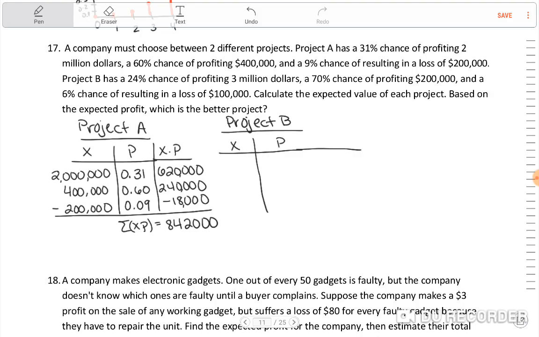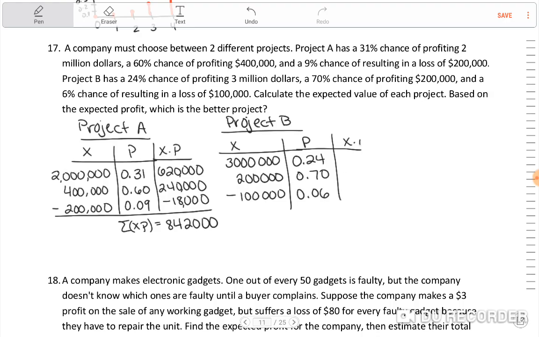Okay, so I think I may have put my line in the wrong place. All right, let's see here. It says Project B has a 24% chance of profiting $3 million. So $3 million, and that was 24%. And then a 70% chance of 200,000, so 200,000, that's 0.70. And then a 6% chance resulting in a loss of negative 100,000. Okay.